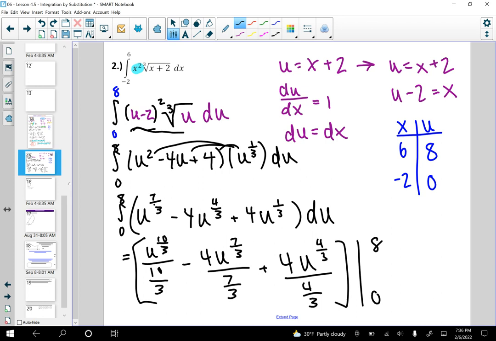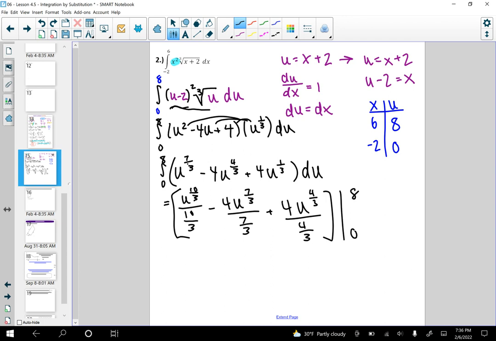I can just feel Jason getting all worked up about how messy this is, and I apologize. It also bothers me. Okay, let's clean this up a little bit. So dividing by 10/3 is the same as 3/10.